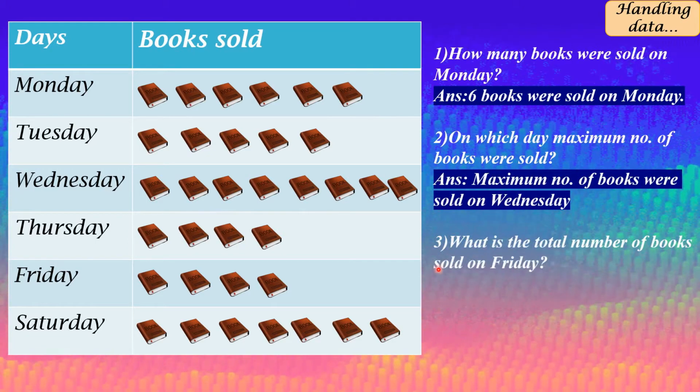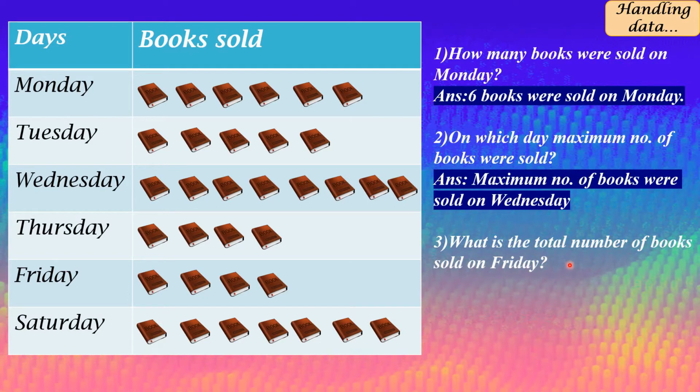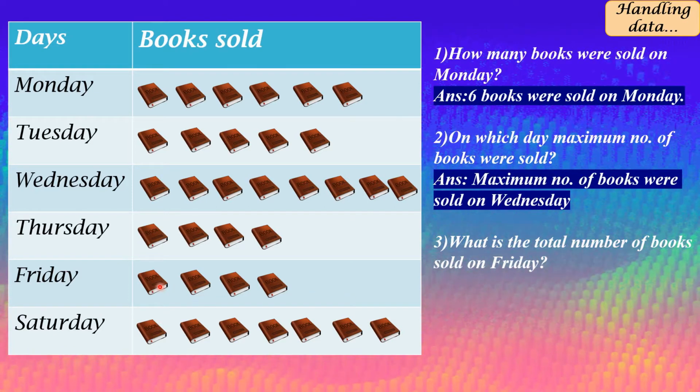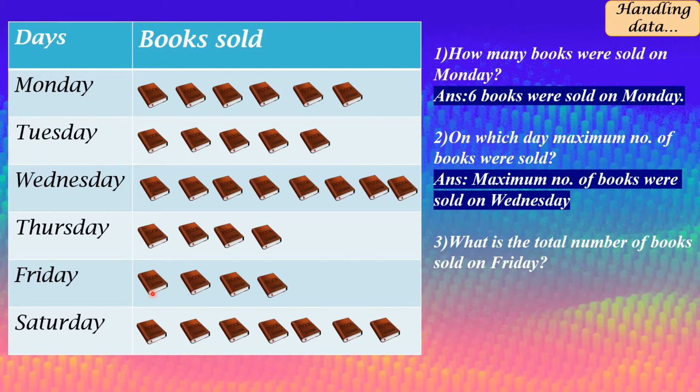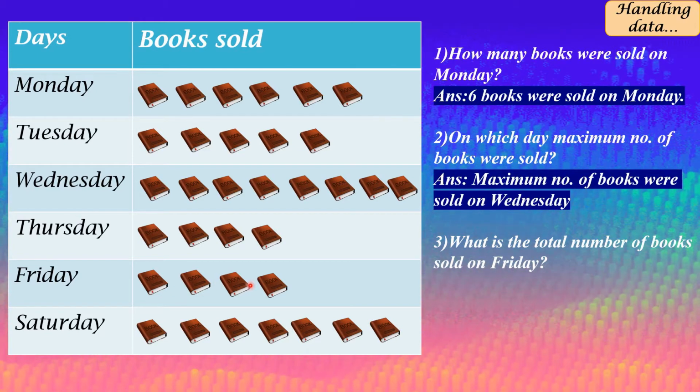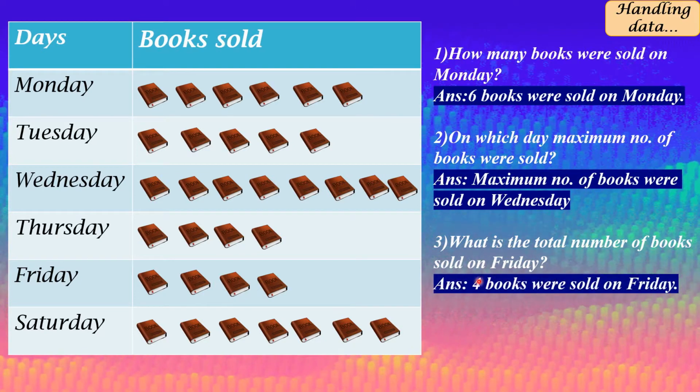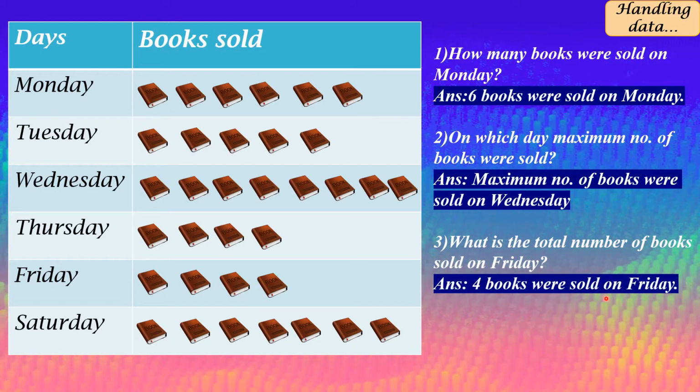8. Okay. What is the total number of books sold on Friday? So let us count the Friday here. 1, 2, 3, 4. So yes, 4 books were sold on Friday.